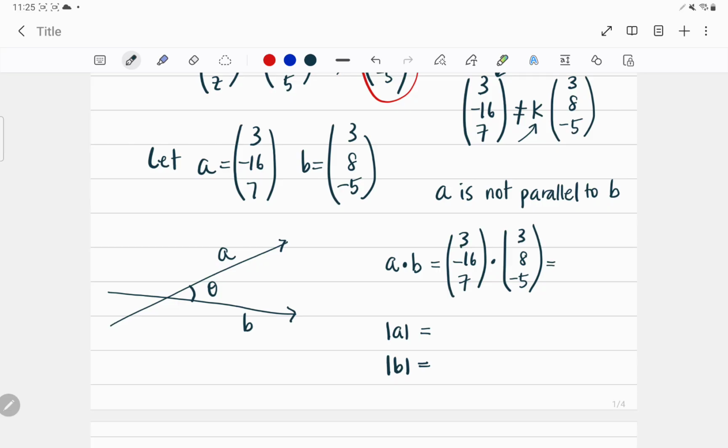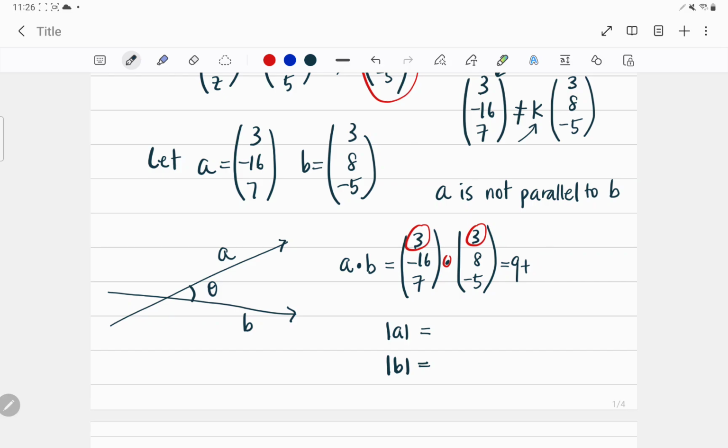Do you still remember how we find the dot product of two vectors? Yes, we multiply 3 times 3, then we have 9 plus negative 16 times 8. It's negative 128. To avoid any confusion, I simply take away the plus and replace it with negative 128, followed by 7 times minus 5, which gives minus 35. And you can see that A dot B here is a negative number, negative 154.